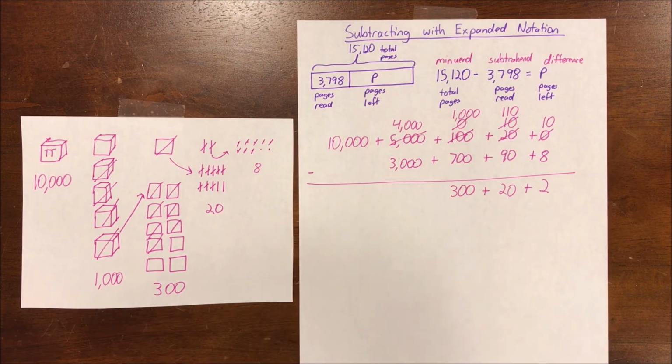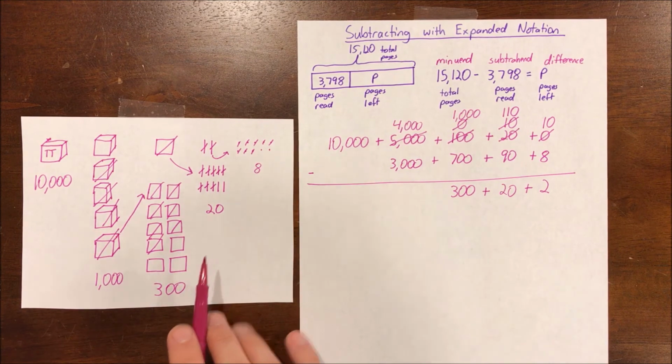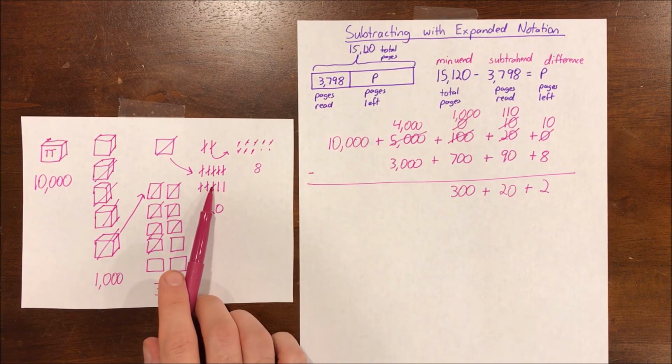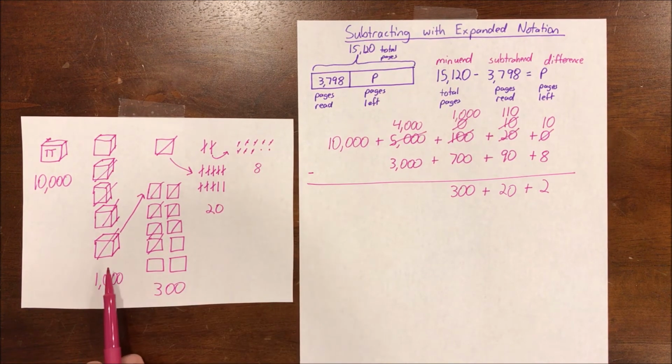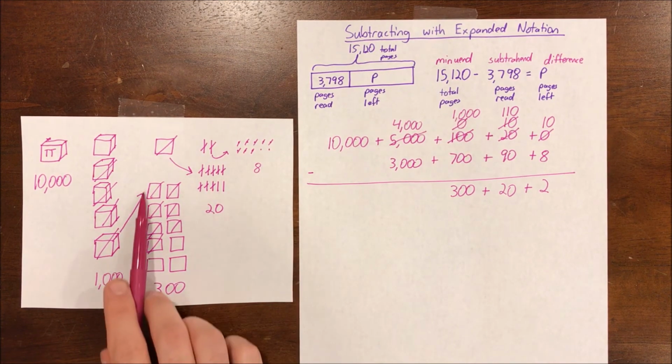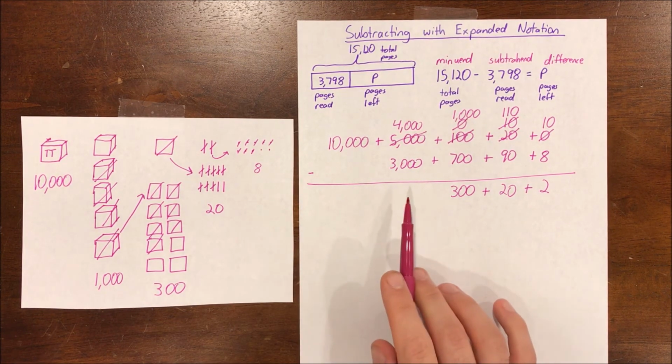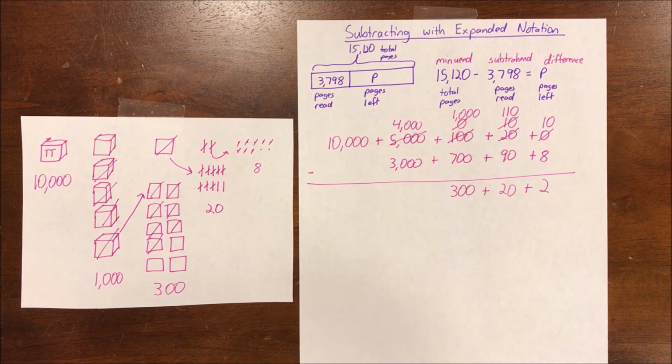So you can see the same regrouping in our picture of place value blocks. Here we regroup the 100 into 10 tens. Here we regroup 1,000 into 10 hundreds. All right, what about the thousands place? Do I need to regroup? Why or why not? Say it out loud.